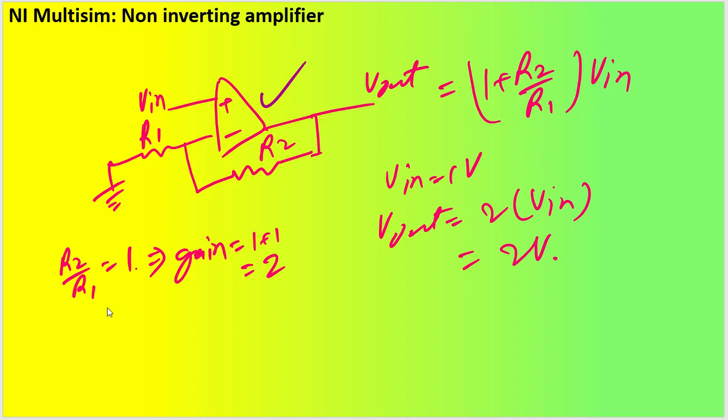Let us say R2 by R1 is 1, like both are 1K, 1K. Then what will be the gain? The gain will be 1 plus R2 by R1, that is 1, so 2. So if my input voltage is 1 volt, what will be my output voltage? Gain into input voltage, that is 2 volt. So this is very simple.